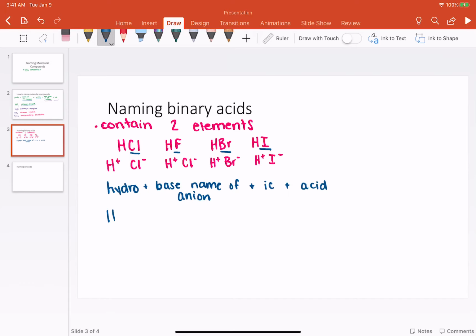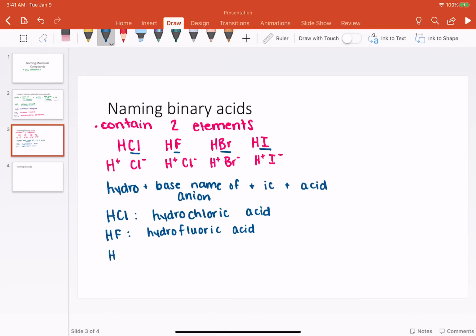So that means for HCl, we have hydro. Base name of the anion is chlor, CHLOR, plus IC, hydrochloric acid. That means that HF is hydrofluoric. And remember that this is FLUORIC, acid.